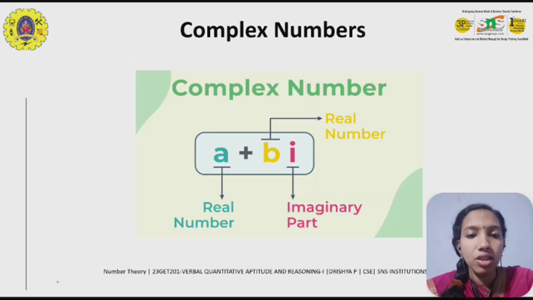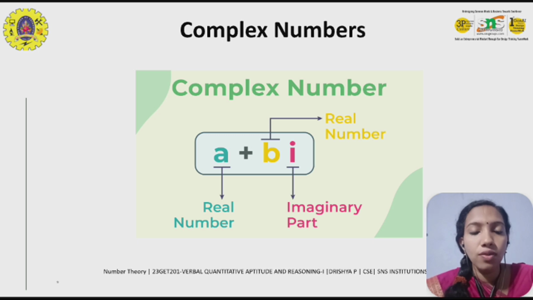This is the representation of a complex number in a plus ib format. a and b are real numbers. The i part is the imaginary part, which is root -1. This is the representation of a complex number.